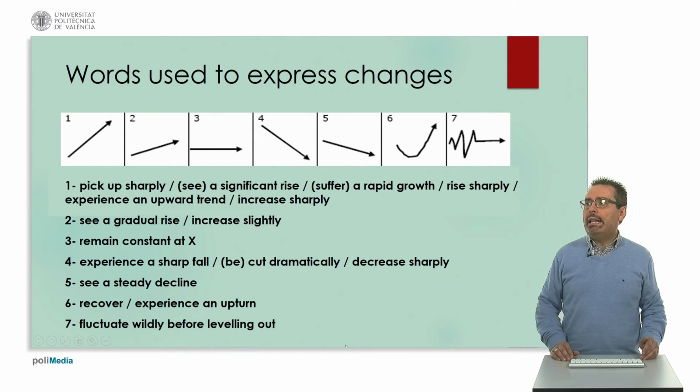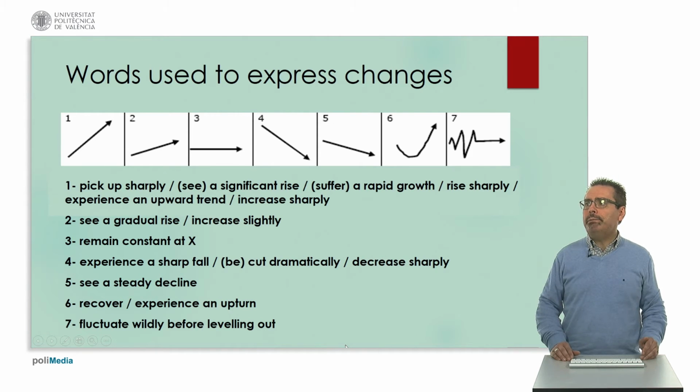Something can pick up sharply. We can see a significant rise. Something suffers a rapid growth. Something rises sharply or experiences an upward turn or increases sharply, as we can see. We have a combination of the structures that we have seen so far.